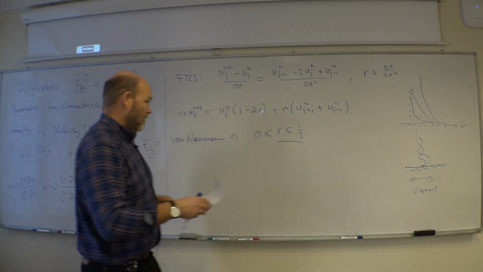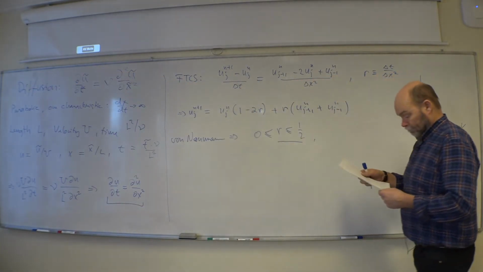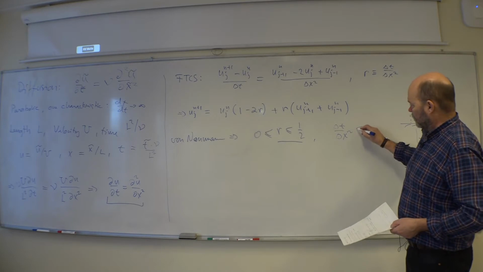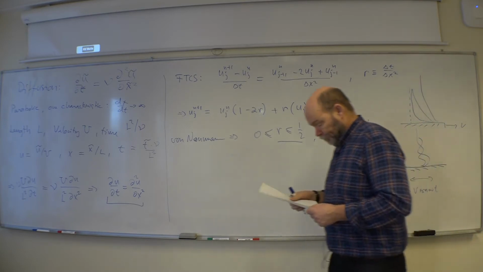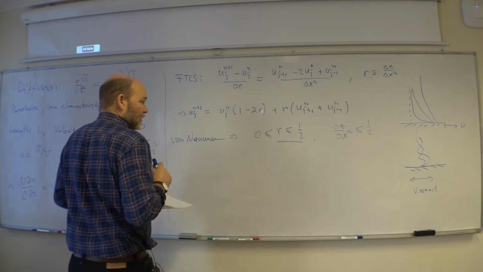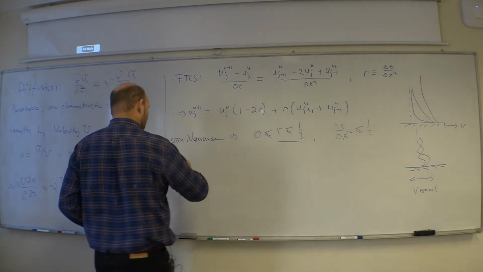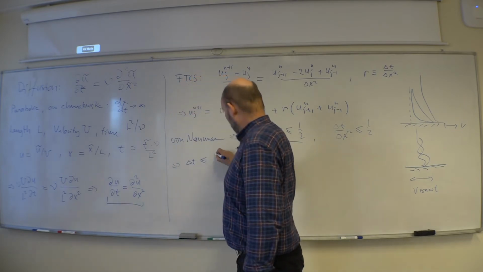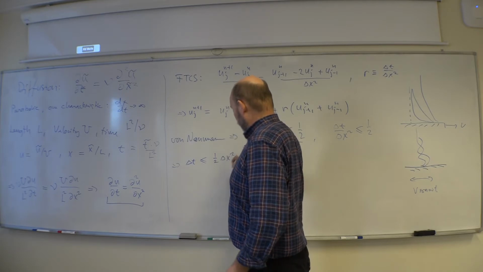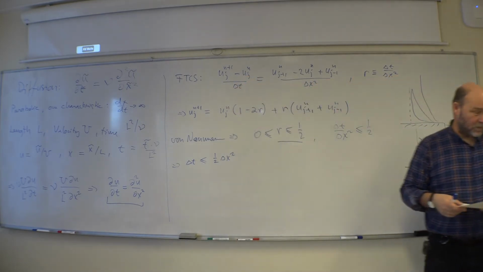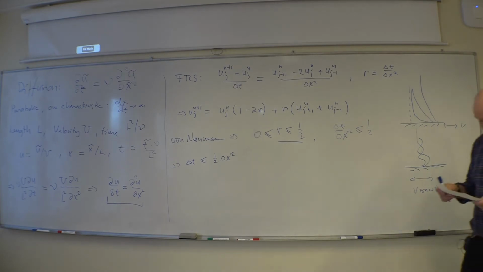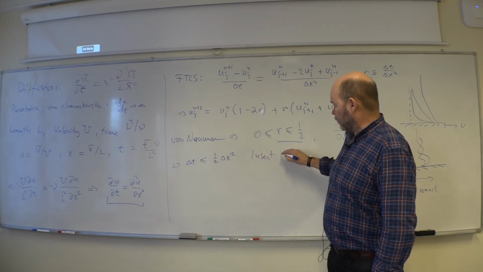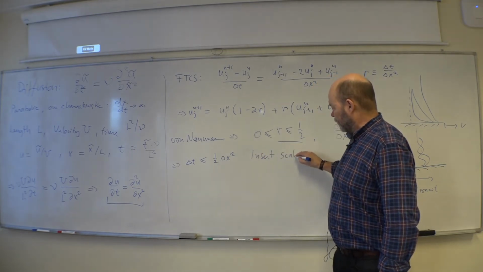What will that mean? So delta T by delta X squared smaller or equal 1/2. And then, well, write it like this: delta T smaller or equal 1/2 delta X squared. Now, this is written in a non-dimensional form. Insert the scales, with dimensions, or just scales, that's okay.